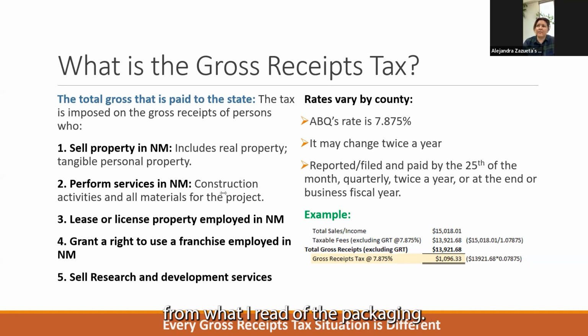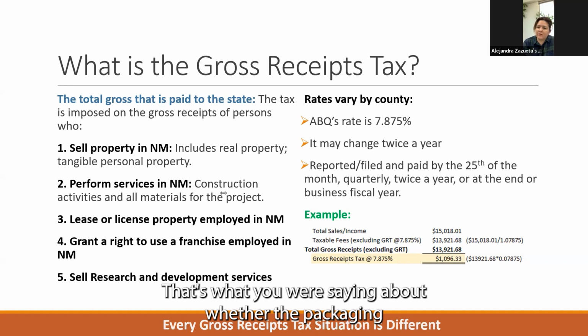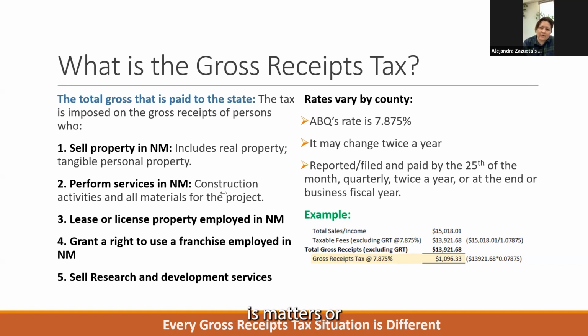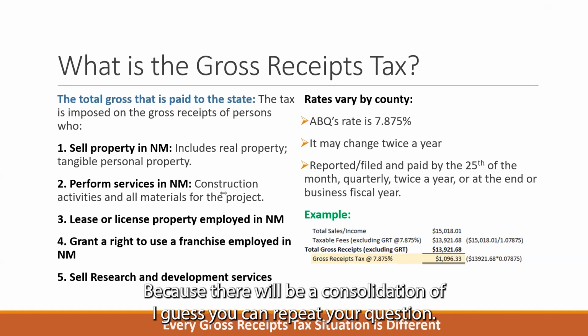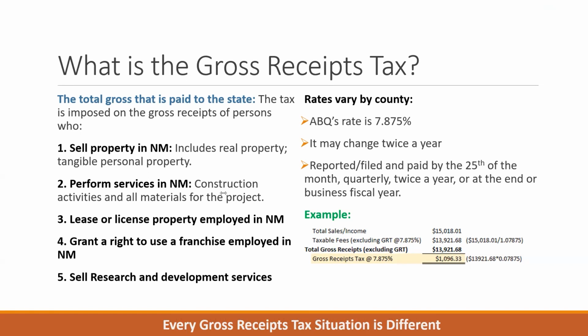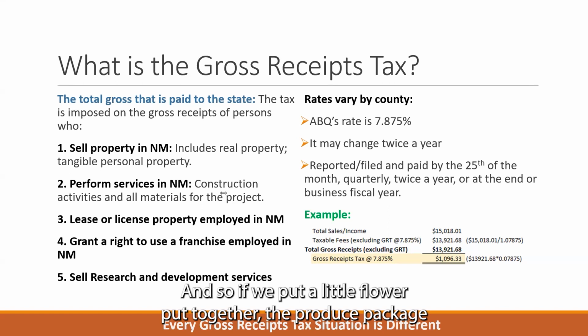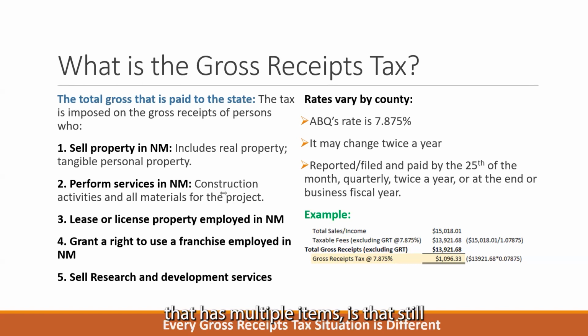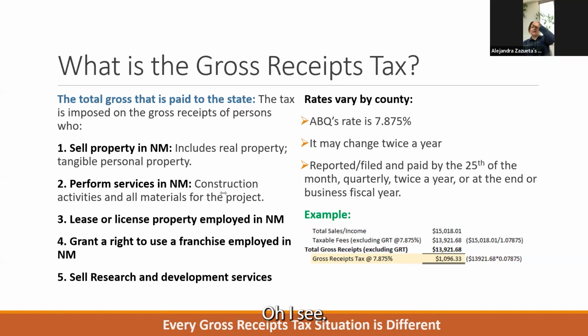The packaging, right? That's what you were saying about whether the packaging matters, or is that what you were saying? I'm sorry. I guess you can repeat your question, because I didn't really understand. Okay, so for example, a head of lettuce is exempt. Is that right? Then, if a farmer puts together a produce package that has multiple items, does that still fall under that exempt category? Oh, I see.